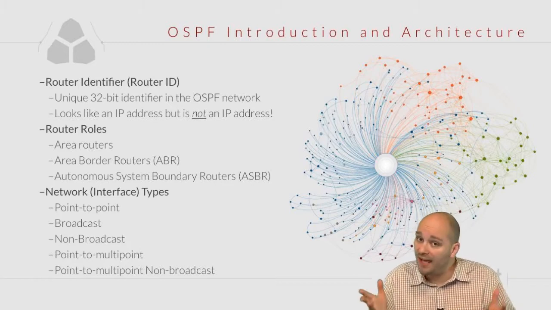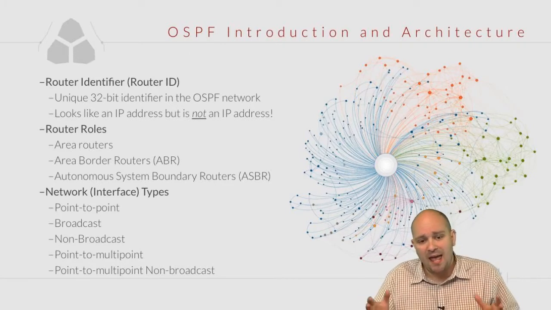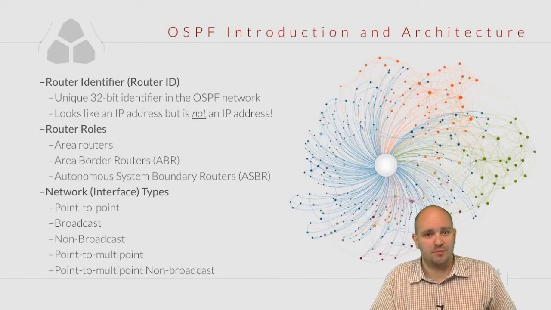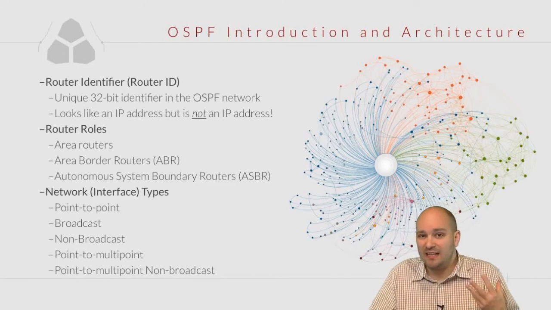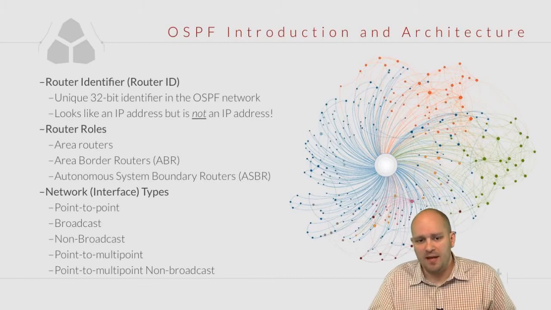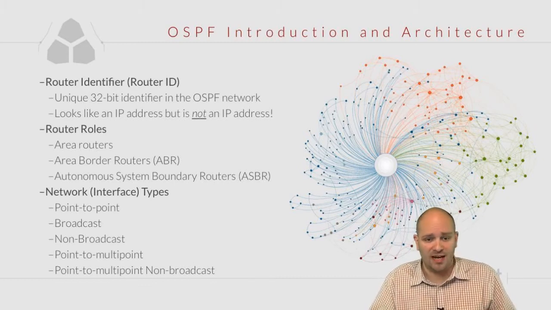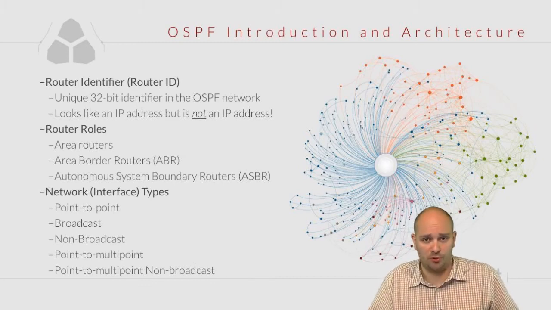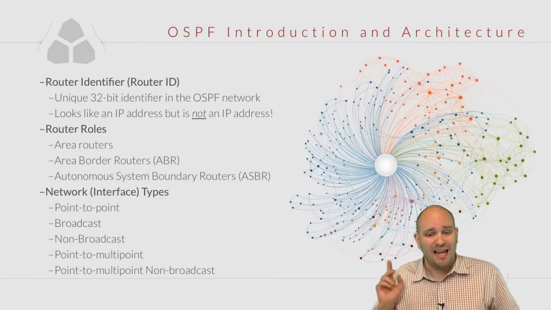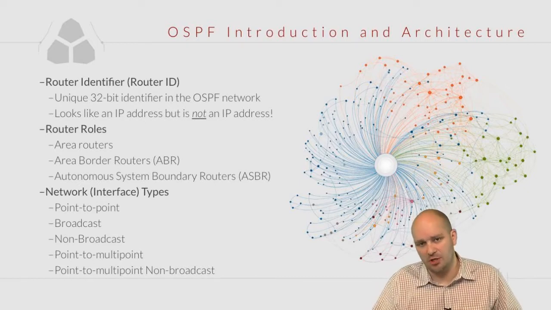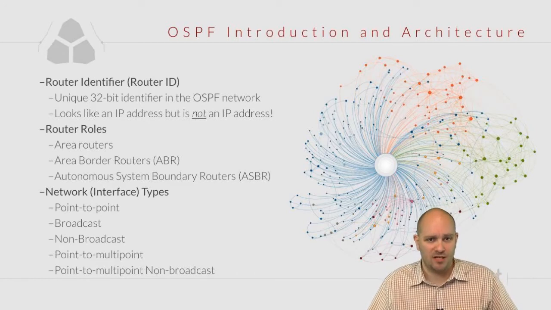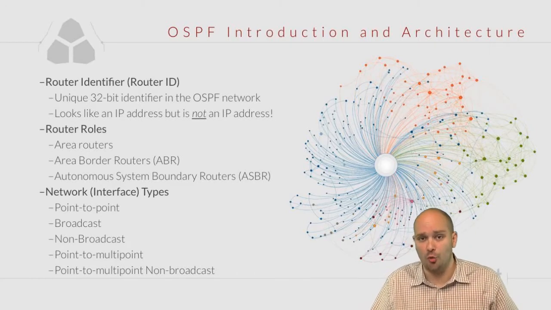Not only does OSPF make a difference between different router roles, not all interfaces in OSPF are the same or behave in the same manner. This is where I'm going to talk about the network types, or you should think about the different interface types that OSPF recognizes. OSPF recognizes point-to-point network type, broadcast network type, non-broadcast network type, point-to-multipoint, and point-to-multipoint non-broadcast. There is one more that is a very special case, which is loopback.